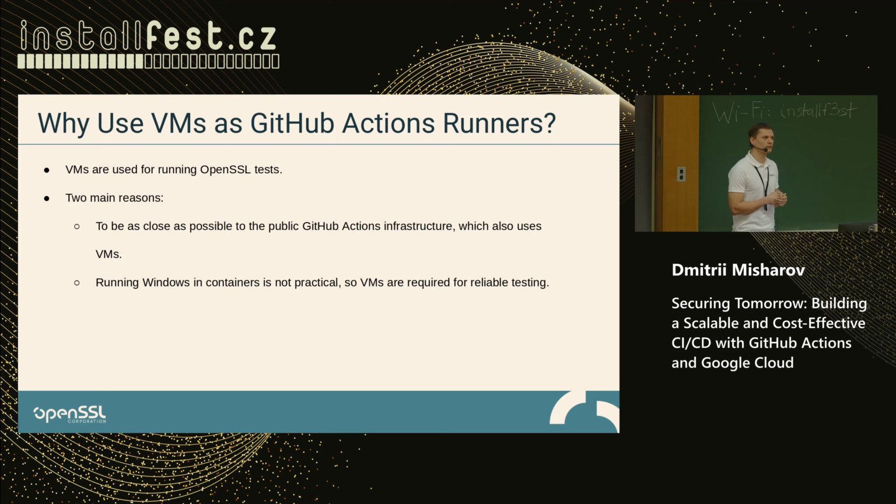One is that we want to be as close as possible to GitHub's public repositories, which use GitHub Actions infrastructure, which also uses VMs. Another reason is that Windows is not practical to run in containers. It would make the setup much more complicated. So just VMs is a simple thing to run our CI setup.